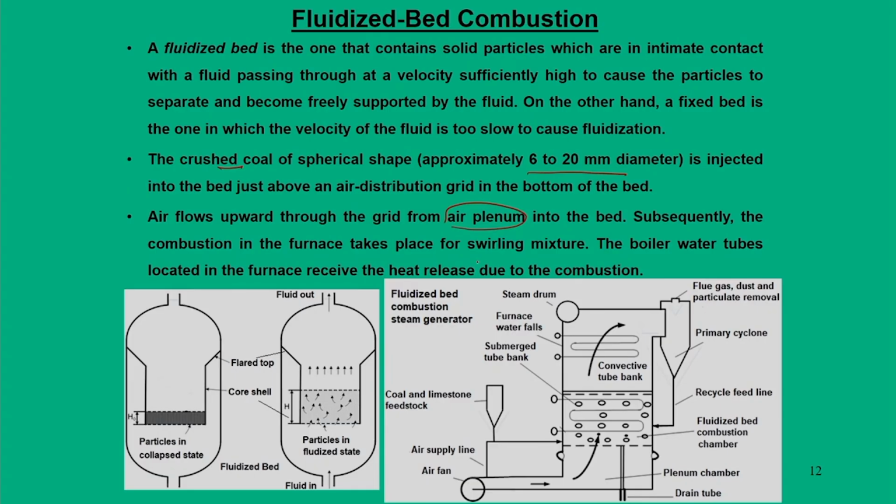For the mixing we require swirling mixing, that means fuel and air have to mix very properly in order to enhance the combustion efficiency. Ultimately, at the end of this combustion, the heat released through the coal and air combustion has to enter into the boiler water tubes. So, the boiler water tubes located in the furnace receive heat released due to this combustion. Essentially the submerged water tube bank and also the convective tube banks receive heat from this combustion.